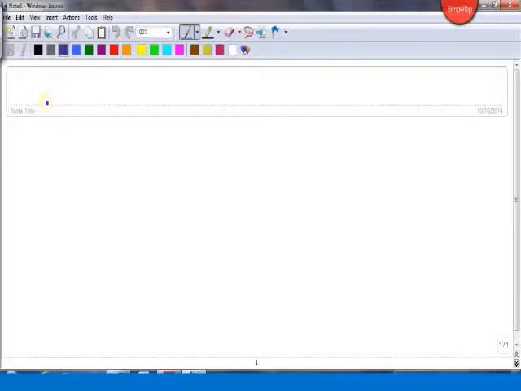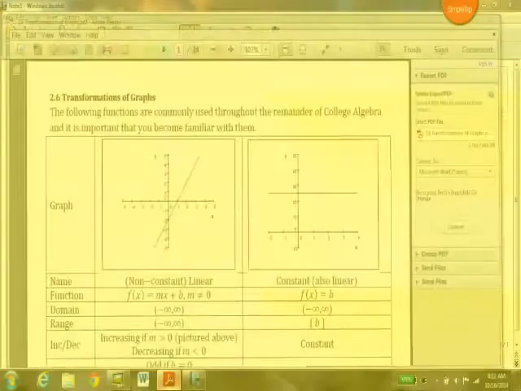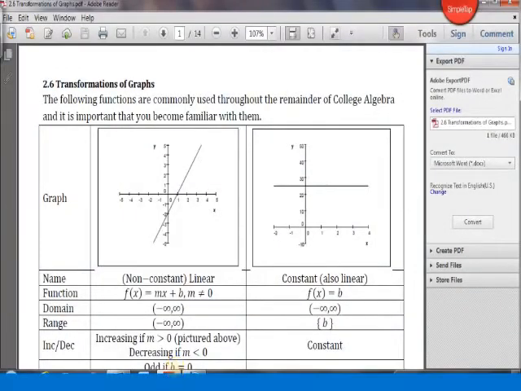Basic functions, graphs of basic functions. We just want to get comfortable with a handful of, sometimes it's called a library of functions, that we want to be familiar with. Begin with the linear functions.